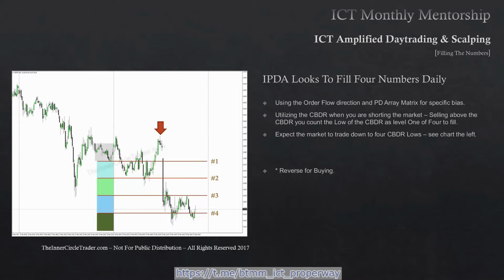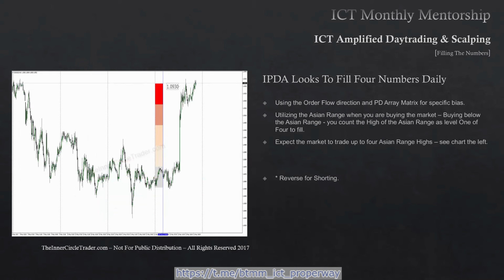So IPDA will look to fill 4 pivots intraday, it'll look to fill 4 central bank dealers range projections or standard deviations. Either or can be used. Now, I already know what you're thinking, but trust me, we'll get to it at the end of this teaching. Using the order flow direction and PD array matrix for specific bias.